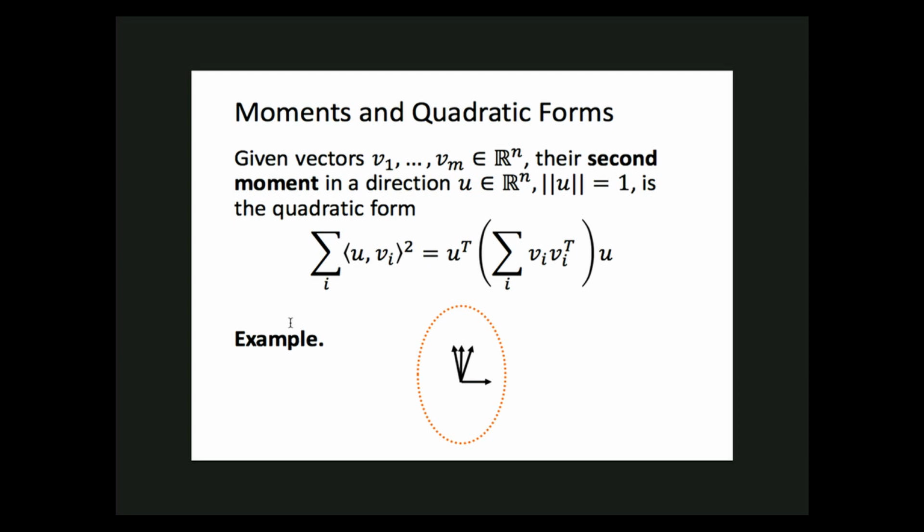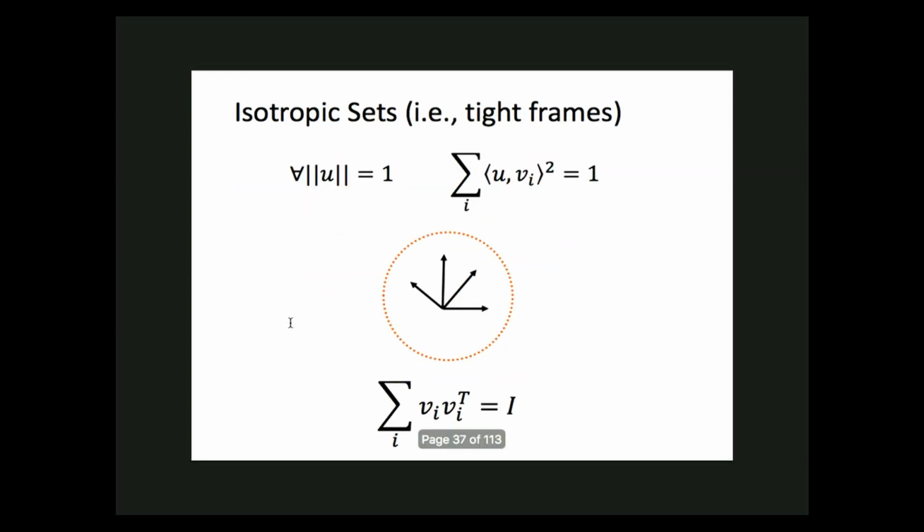Okay, it's a quadratic form, so if you look at the level sets, it naturally gives you an ellipsoid. So here are some vectors, and if you plot the ellipsoid corresponding to these vectors, it looks like this. So I want to visualize these quadratic forms as being ellipsoids. And of course, the lengths of the principal axes of these ellipsoids are just the eigenvalues of the covariance matrix. I'm going to be interested in what are called isotropic sets. An isotropic set of vectors is just a set of vectors whose covariance matrix is the identity. What that means is that the ellipsoid is just a sphere, and the moment is 1 in every direction.